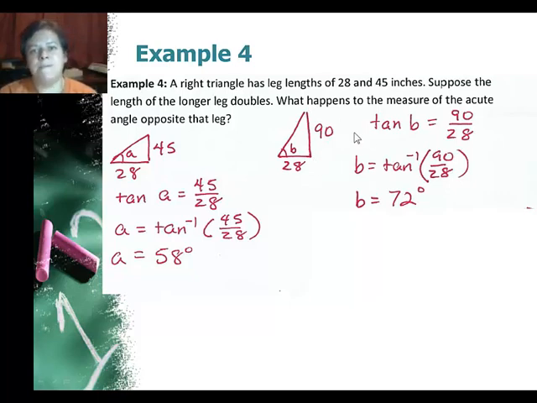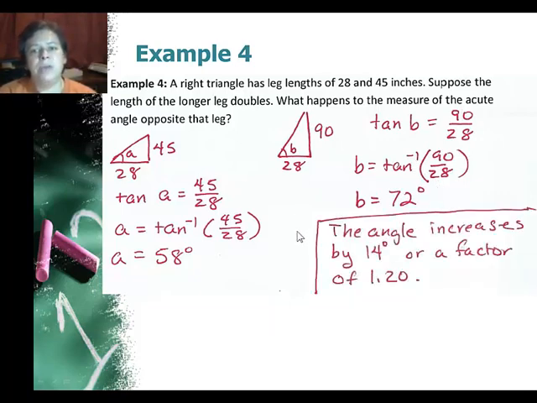It's still the same function. The numbers change though. So when I take the inverse tangent, first of all, tangent of B is 90 over 28. Now I take the inverse tangent of 90 over 28, and I get 72 degrees. So what happened? My angle increased by 14 degrees, or if you divide 72 by 58, it's a factor of 1.20.